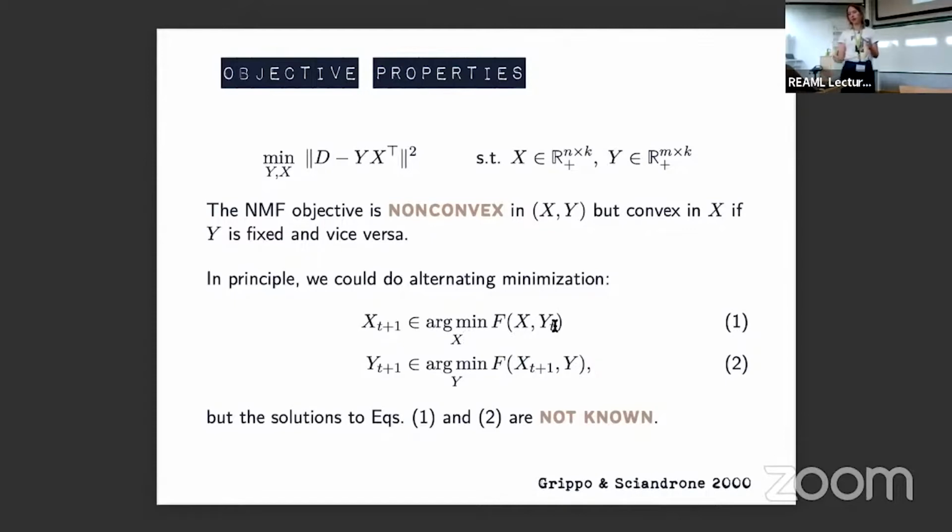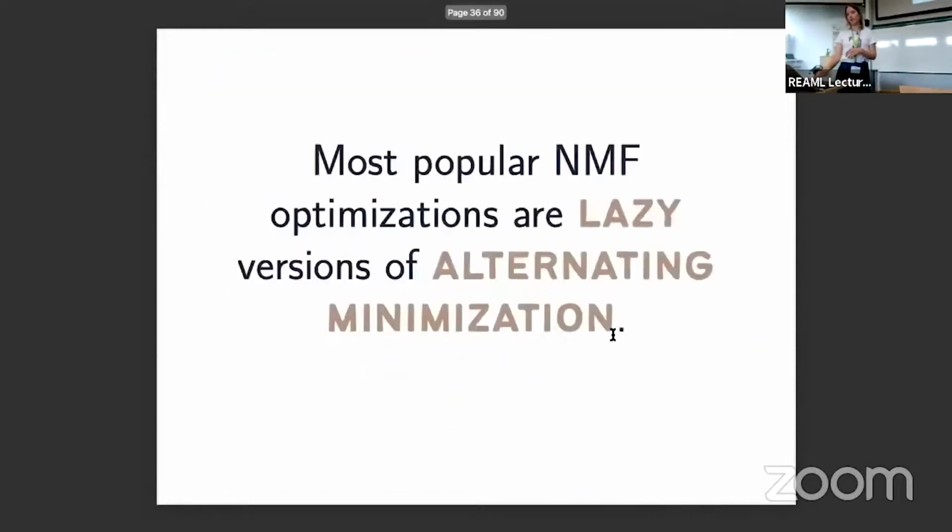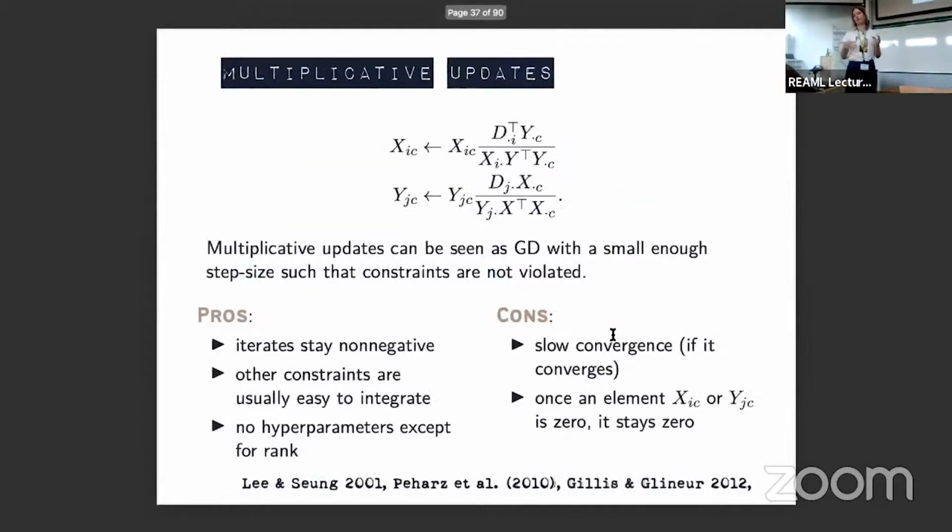Because if we want to apply optimization techniques to find this optimum in every step, then we have optimization within optimization, which takes forever. So to make this efficient, we would need to know the minimum, which we don't. Now, most popular non-negative matrix factorizations are lazy versions of alternating minimizations. So that means that we don't optimize the whole way down, but we just take a gradient step, basically.